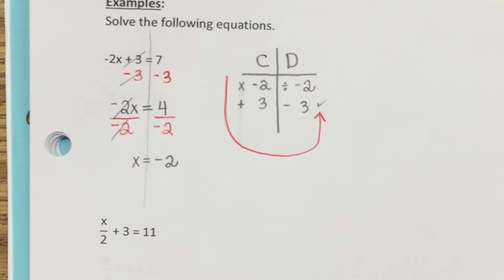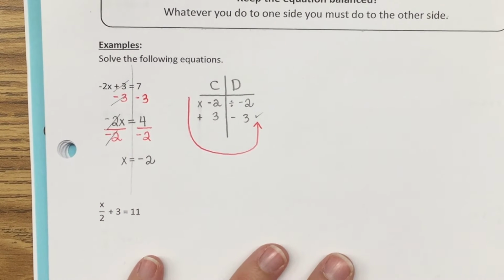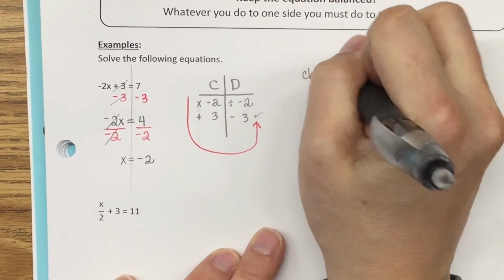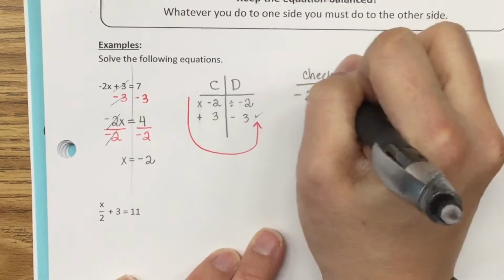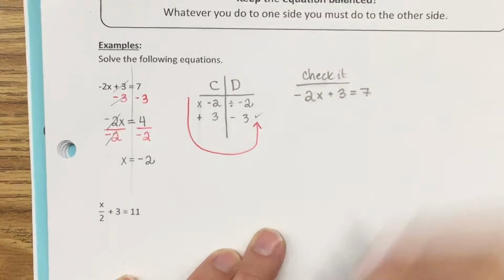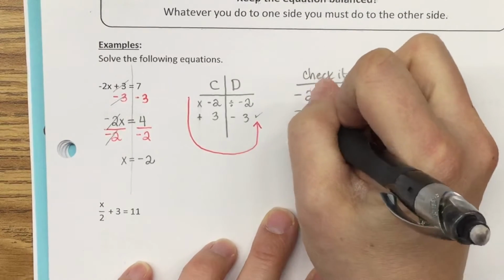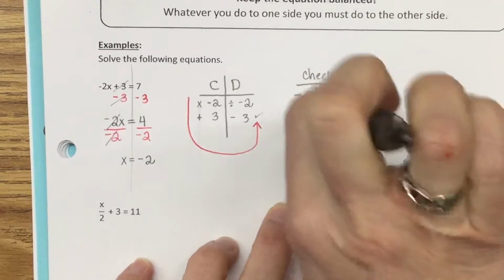So now we're just going to check and make sure we got it right. I'm going to write down the original equation: -2x plus 3 equals 7. And then wherever I have my x, I'm going to replace it with -2. But for you guys, I'll put that in color.